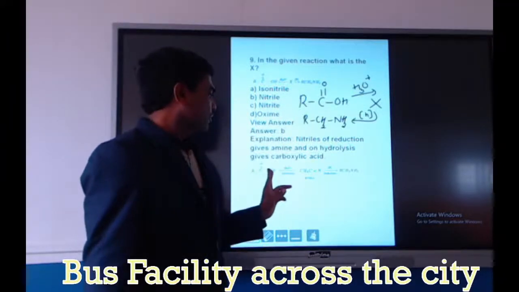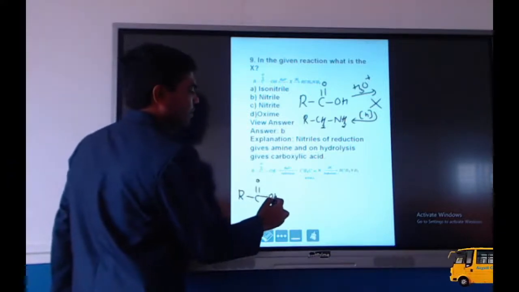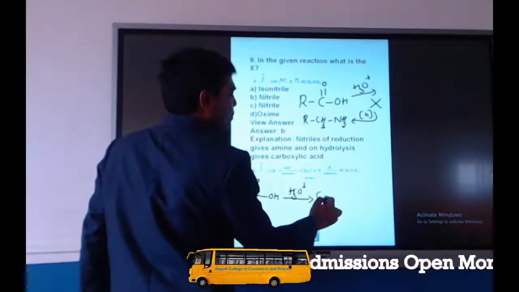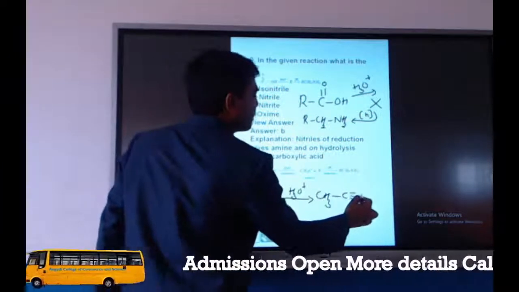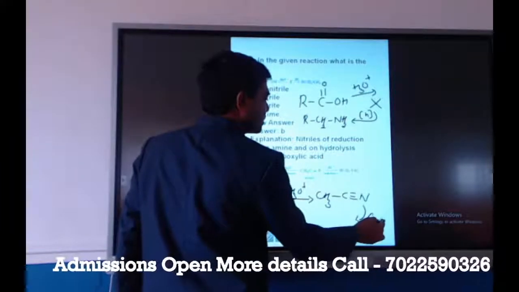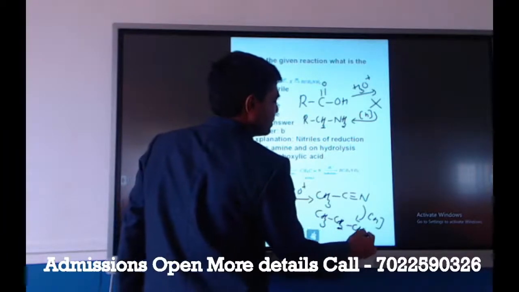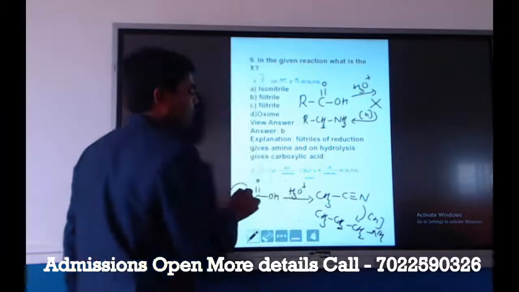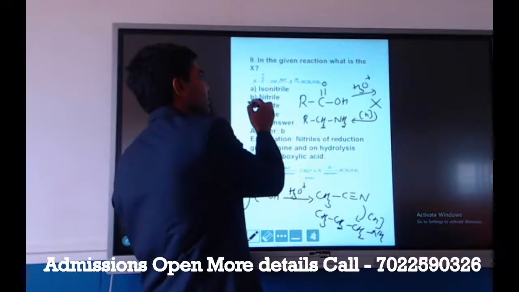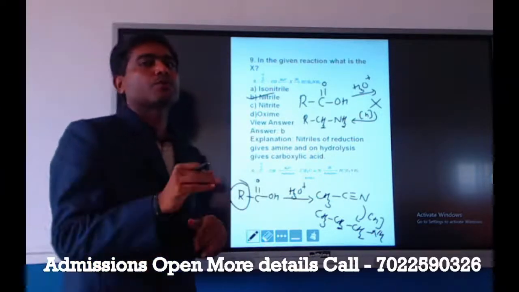How? When you take the reaction, RCOOH carboxylic acid, and we do the hydrolysis, we get the compound with C triple bond N. And whenever C triple bond N comes, if you do the reduction, you get the primary amine, that is CH3CH2CH2NH2, depending upon your R. Hence, the X compound which is given here is nothing but a nitrile compound, or you can also call it an isocyanide.